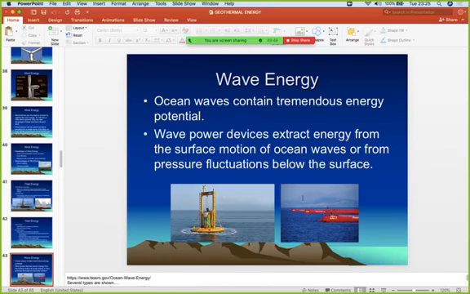So this is wave energy, ocean wave. There are also other countries where waves continue to go to the shore, creating tremendous energy potential. Wave power devices extract energy from the surface motion of ocean waves or from pressure fluctuation below the surface.